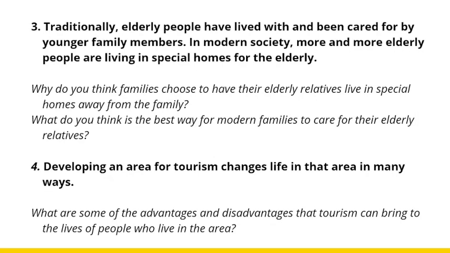So in this case, do you see, you have a topic. The topic explains that developing an area for tourism changes the life of people, right? But what they're asking you is to discuss 2 points, right? Advantages and disadvantages. So your body paragraphs have to be about advantages and disadvantages of tourism and how it impacts on people's life. So yeah, this is our fourth type of prompt, and we are going to go ahead and discuss the last one, number 5.